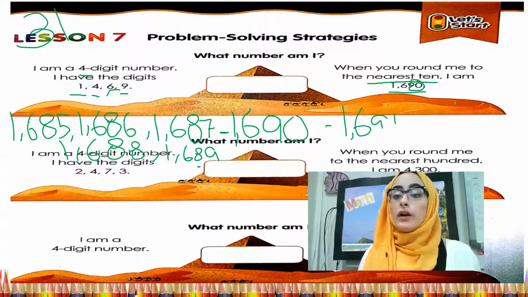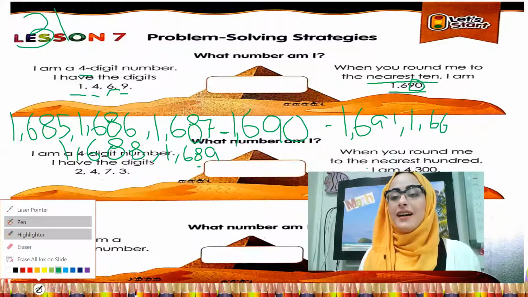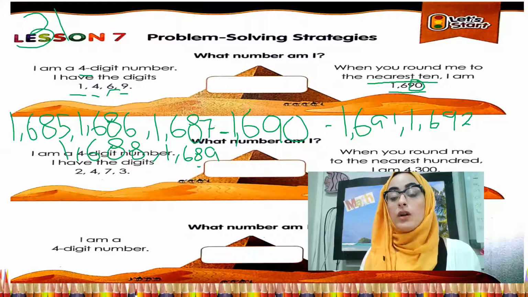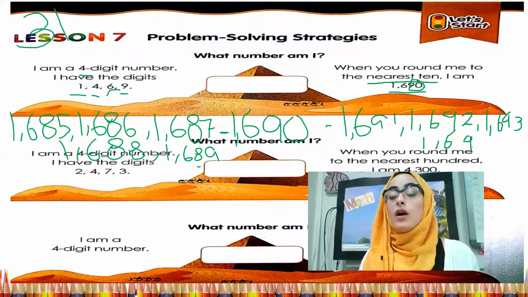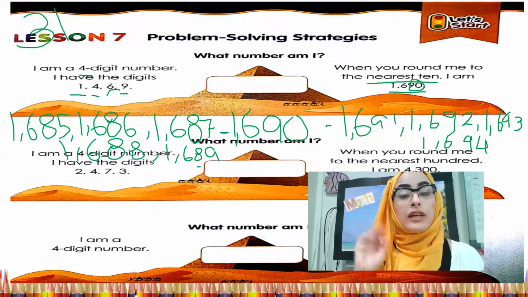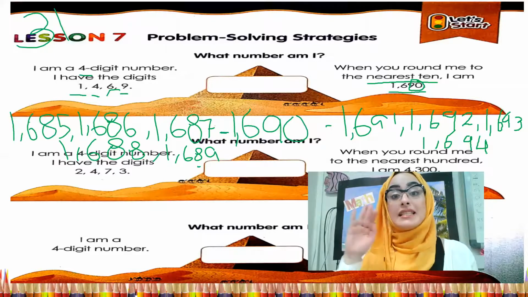1691 or 1692. Wait. Okay, here is a 92. There is the eraser. 1693 or 1694. All of these numbers have weak numbers. 1, 2, 3, and 4, they are weak. They will not give the tens any rounding more. So my tens will be the same, 90.